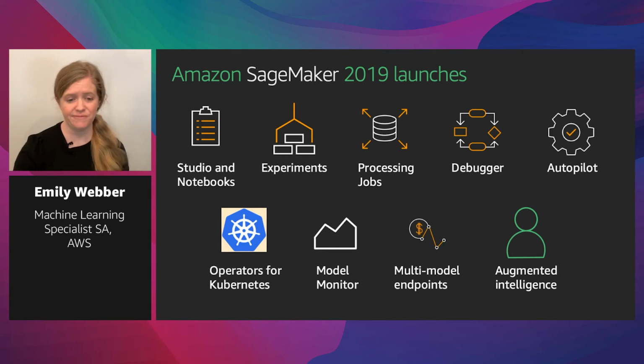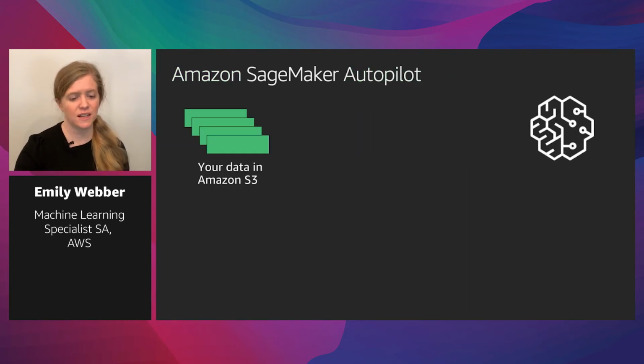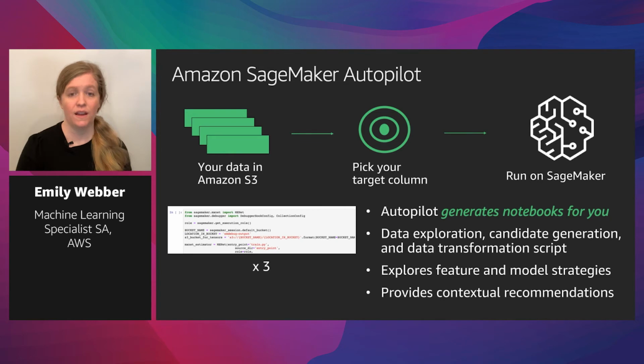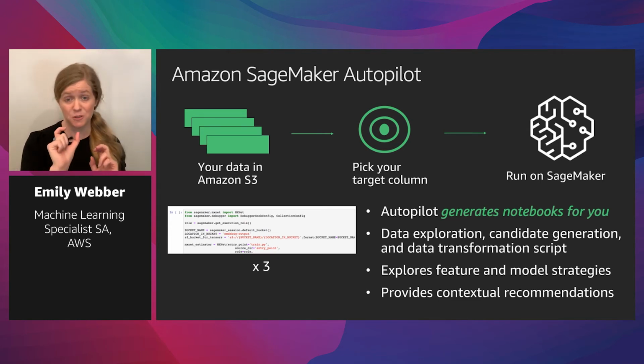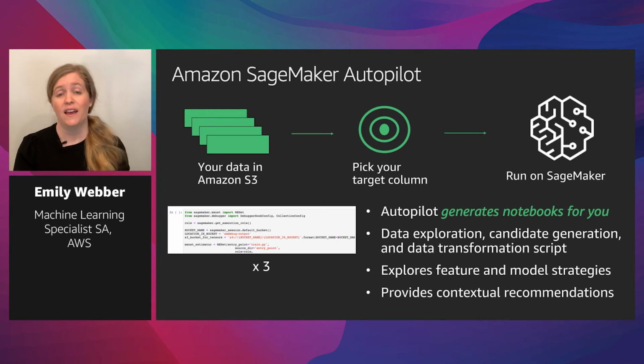And so SageMaker Autopilot works like this. We're going to start with our data in S3, and then we just need to pick our target column. We actually just need the header in Autopilot, and we just need to specify our target column. And then we're going to run it on SageMaker. And Autopilot really handles the rest.